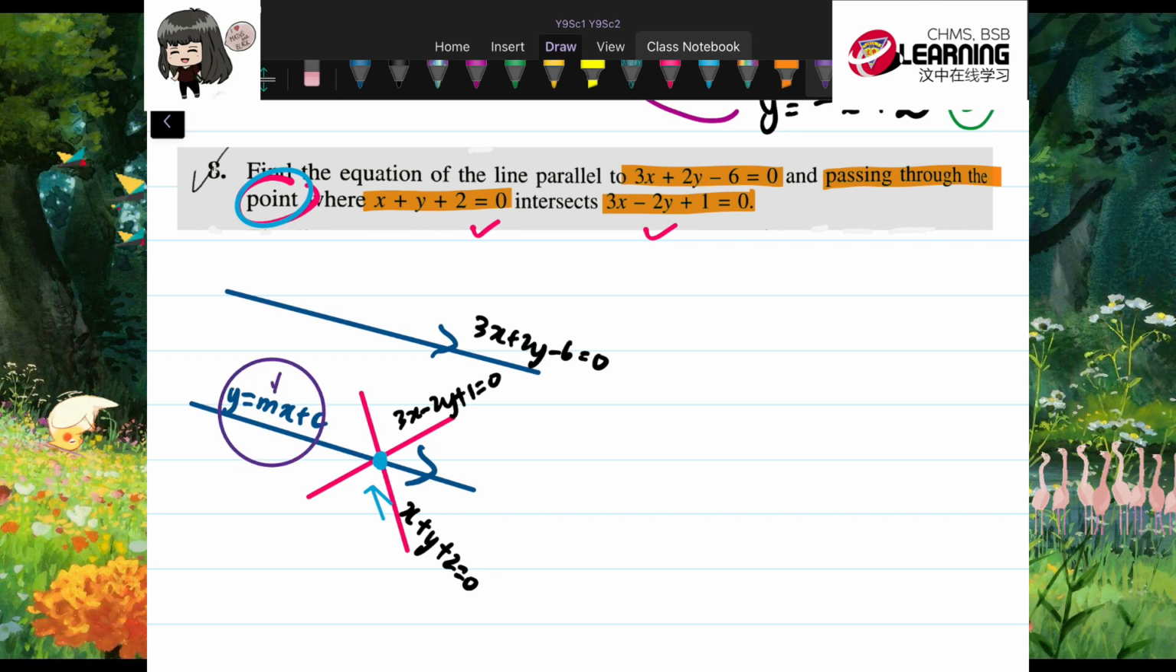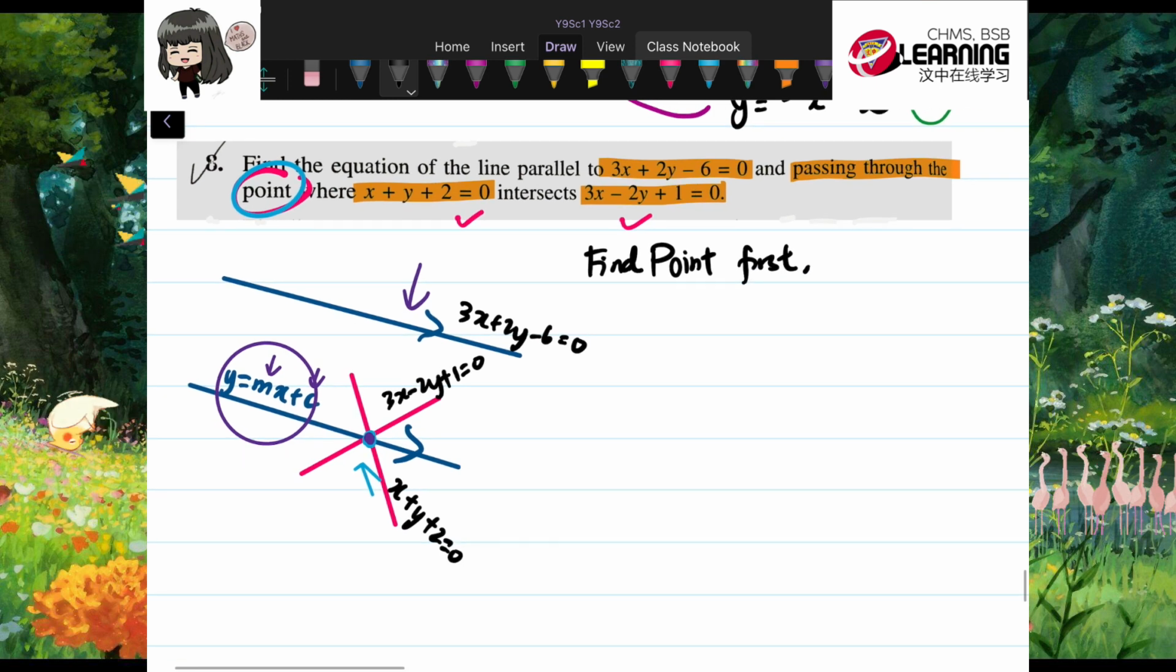Because this equation involves m and c. M we can definitely find because it's parallel to this line. And we need to find c by using a point on the line. But there is no given point on this line, so we are going to use this point over here, where we need an extra step, simultaneous equations of these two equations, to find the point. So first step, we find the coordinate of the point first.